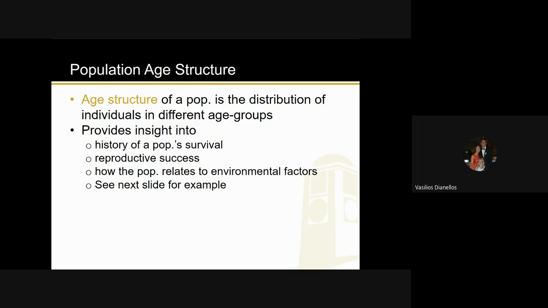And biologically, the age structure provides a history of a population's survival. It provides insight into its reproductive success, and also insight into how the population relates to environmental factors. So these ideas I'll discuss in more detail on the next slide. But really quickly, if we're talking about humans, which we're not for the most part in this chapter, the age structure is the thing that will be relevant to the non-biology majors, right?